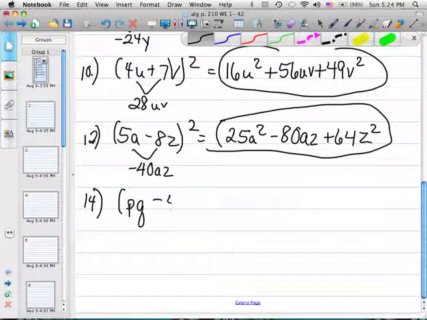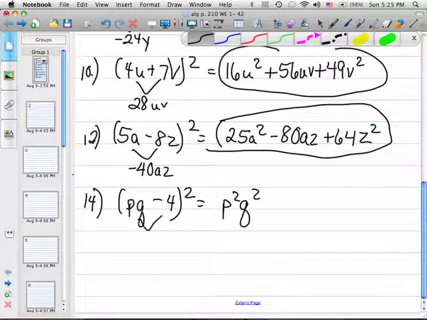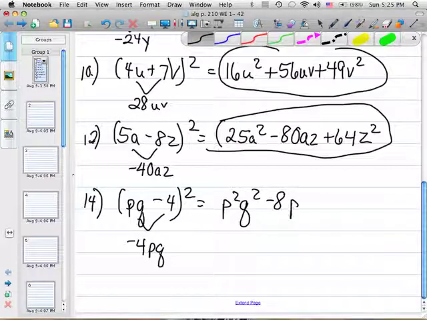pq minus 4 quantity squared. First term squared, p squared, q squared. Times these together, I get negative 4pq. Double that, negative 4 times 2 is negative 8pq. Last term, negative 4 times negative 4 is positive 16.